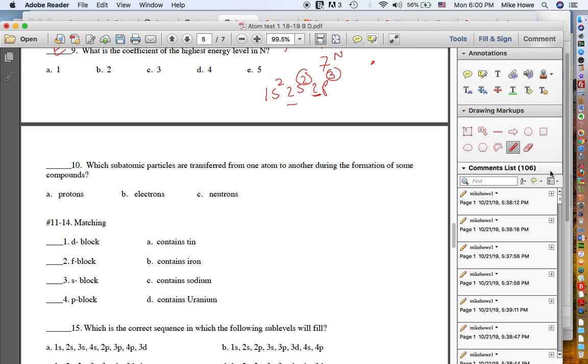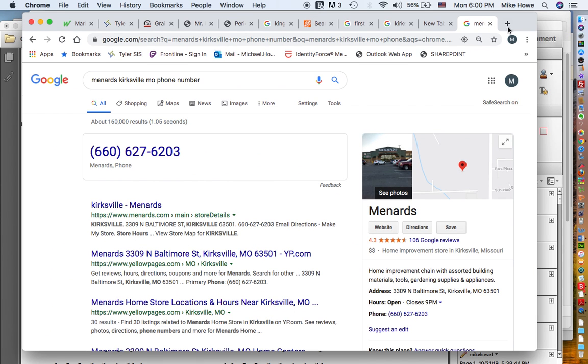Okay, number 10, the subatomic particles that are transferred from one atom to another during the formation of some compounds. Well, that's electrons. That's what's on the outside. All right, let's flip back over to the periodic table to look at the blocks.